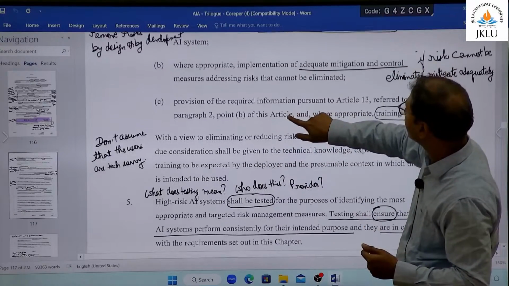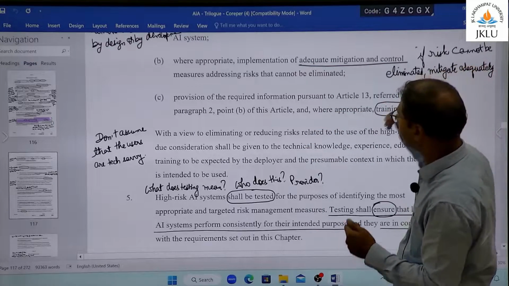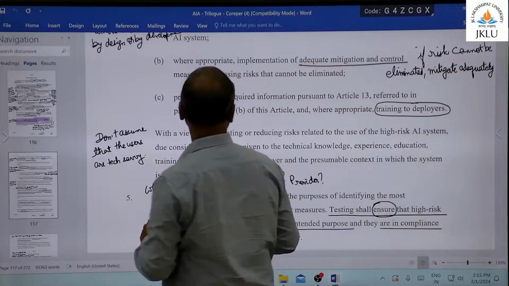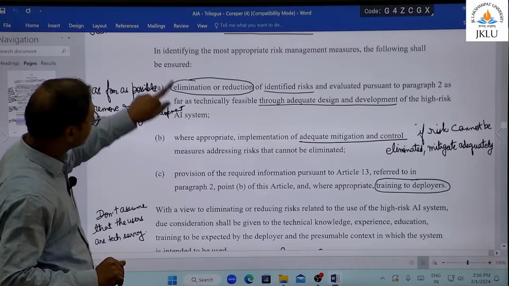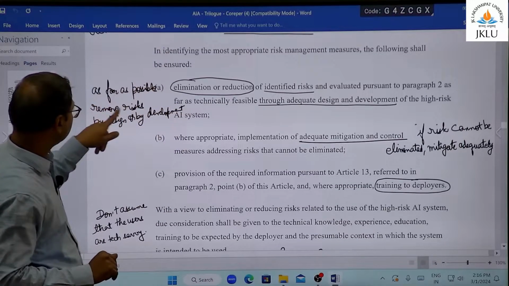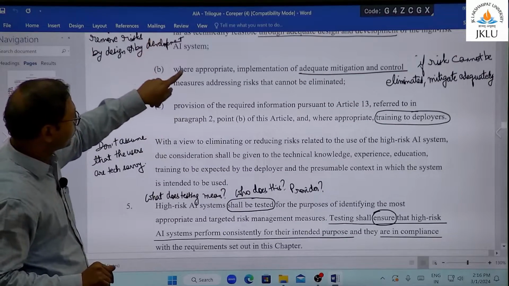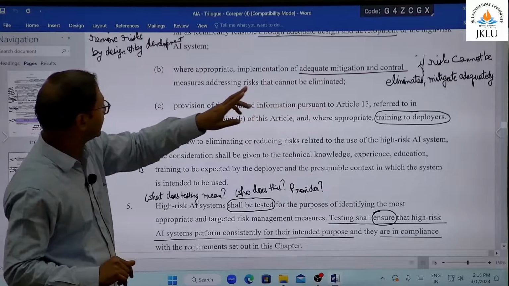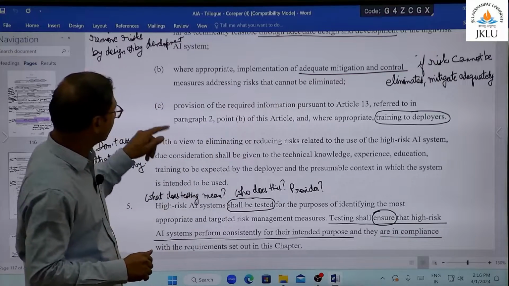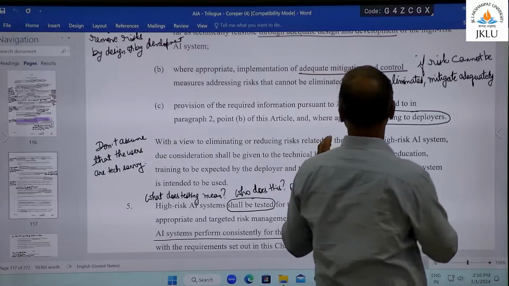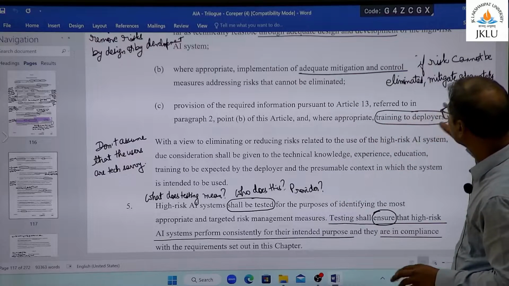Where appropriate, implementation of adequate mitigation and control. So, if risk cannot be eliminated, mitigate it adequately. So, you have to ensure the following, that mitigate through design and development, where appropriate, implementation of adequate mitigation and control measures addressing the risk that cannot be eliminated. Provision of the information required pursuant to article 13, we will see article 13, referred to in this, where appropriate training to deployers.